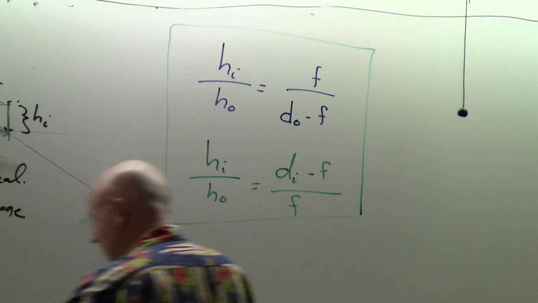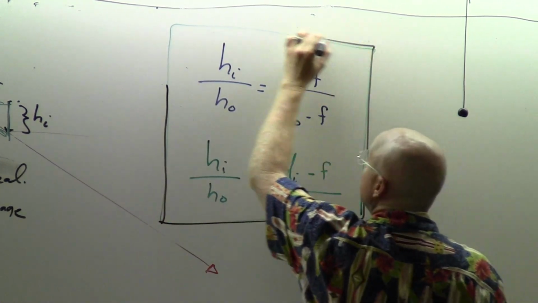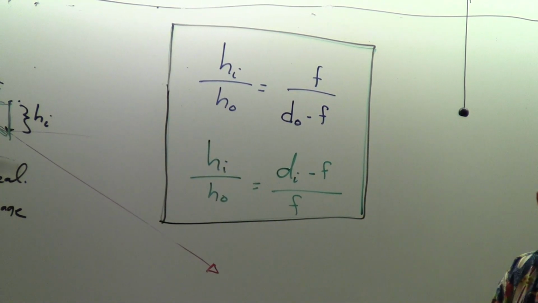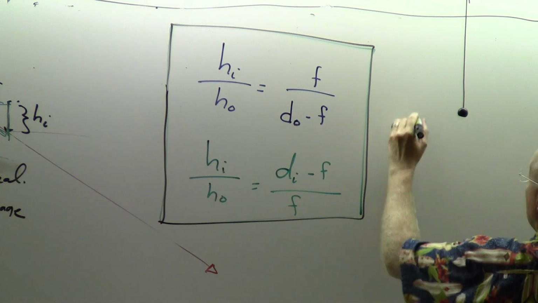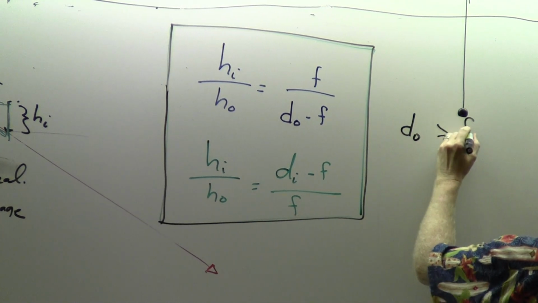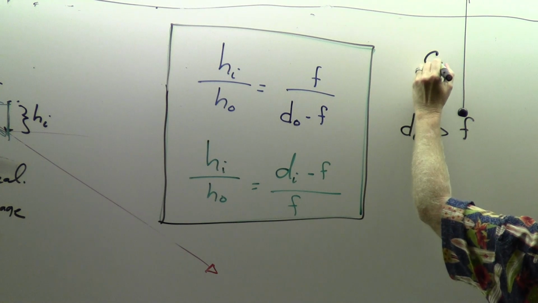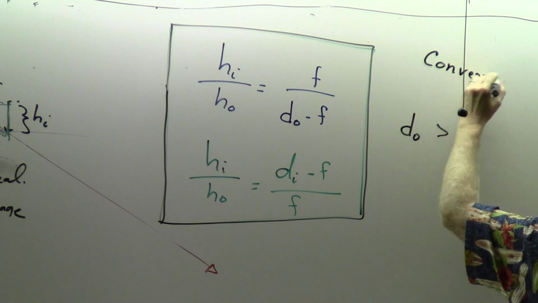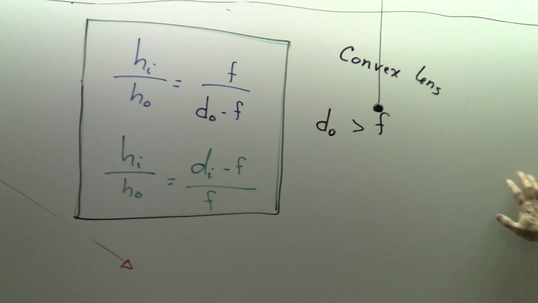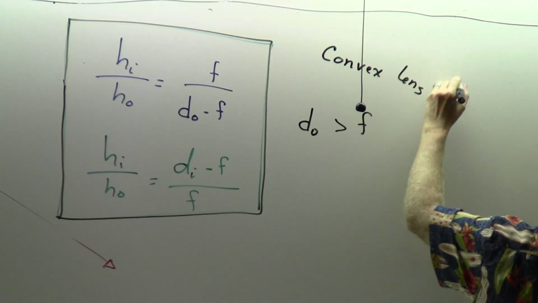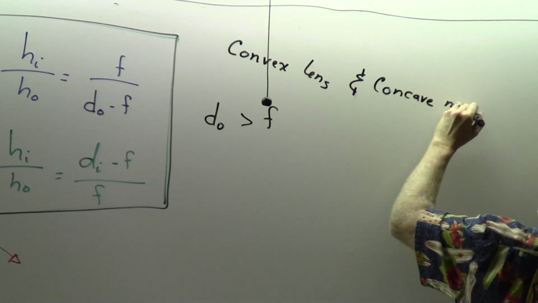And maybe I should have done that in black. But if you go back and look at your notes or the video, you'll see this is the same equation I got back in chapter 17, that I could use if the object distance is greater than the focal length. Now, let me emphasize, this would be true for the convex lens. So I guess the good thing is I don't have another set of equations. This is good for the convex lens and the concave mirror.